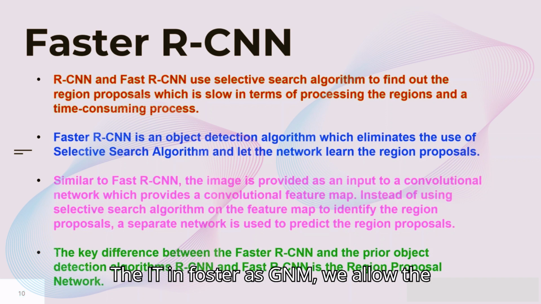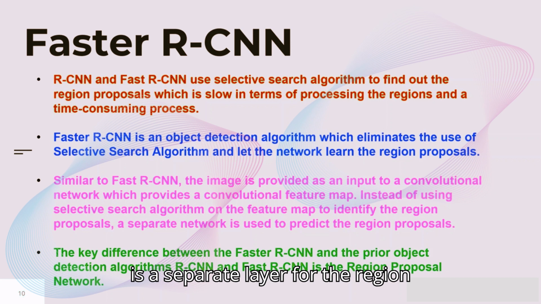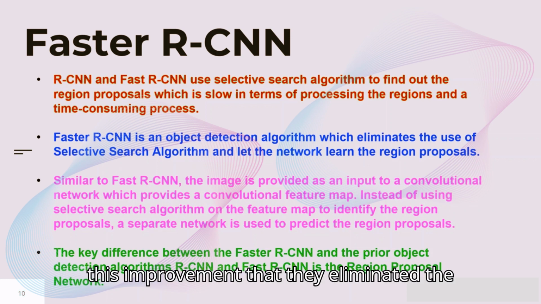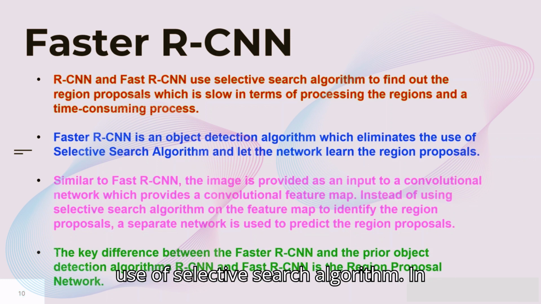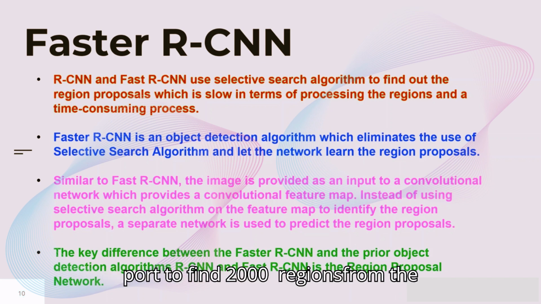In Faster RCNN, we allow the network to learn the region proposals. There is a separate layer for the region proposals in Faster RCNN. The authors made this improvement by eliminating the use of the selective search algorithm. Why? In Faster RCNN, we have a separate layer to find 2000 regions from the images.